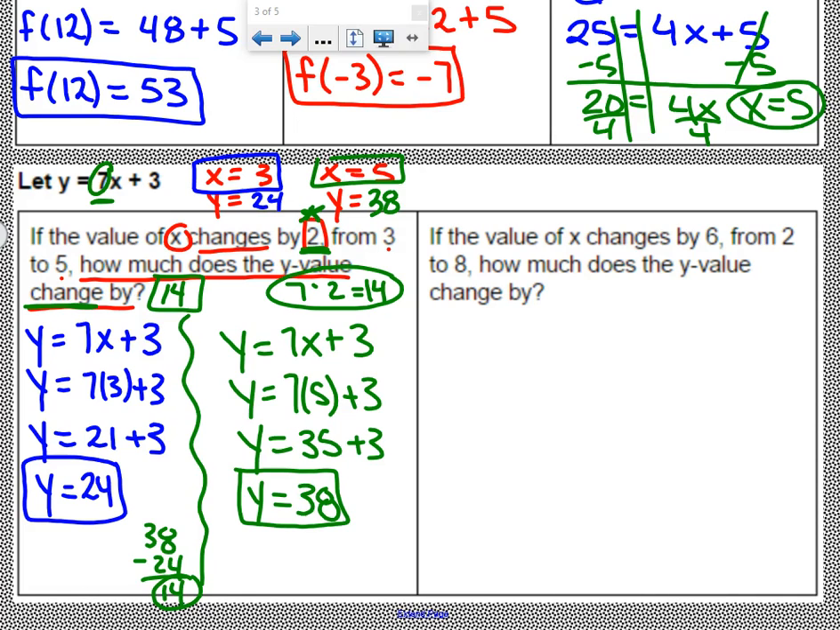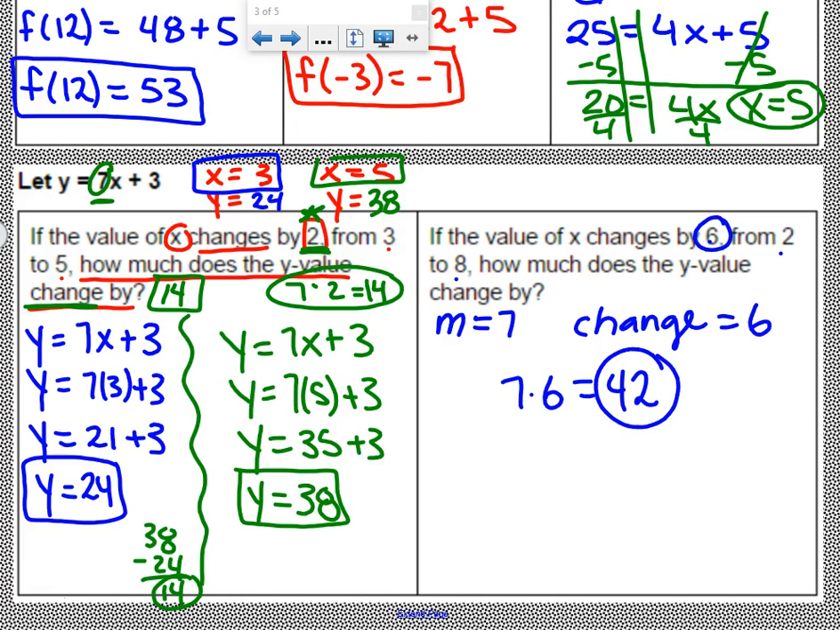So if we go to our next example, if the value of x changes by 6, from 2 to 8, how much does the y value change by? Well, I know my slope is 7. My change in my x is 6. So all I have to do is 7 times 6, which equals 42. That's how much my y values are going to change by. And if you don't believe me, plug 2 in, plug 8 in to your equation, y equals 7x plus 3, and your y values will be 42 numbers apart from each other.